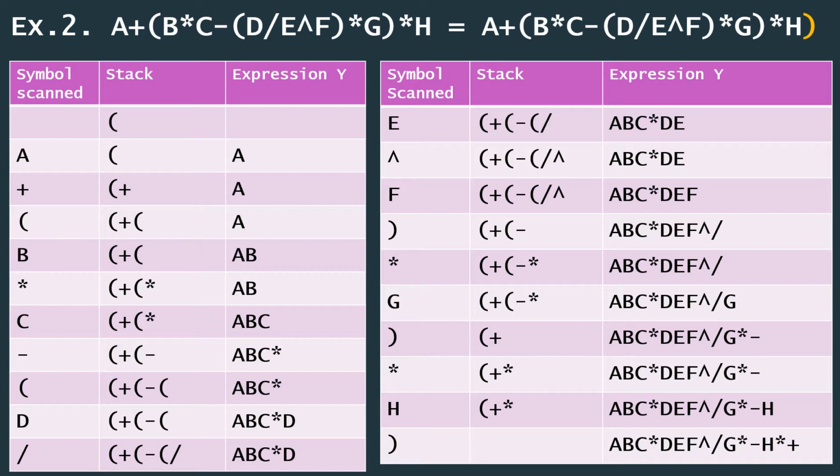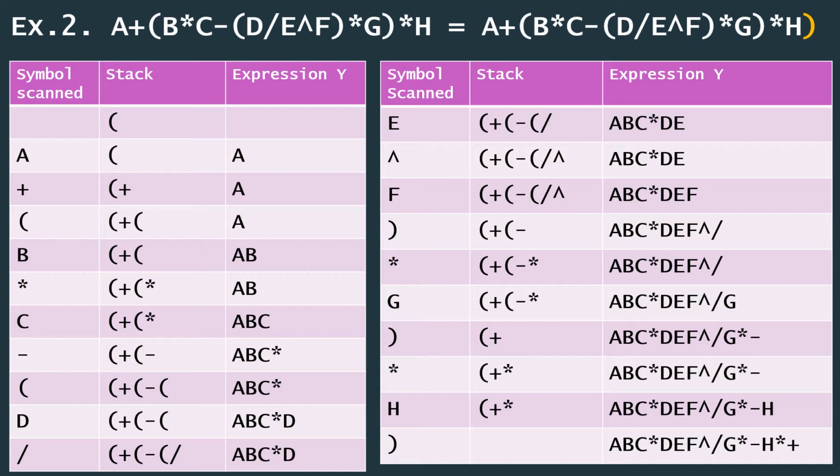Now again one more left parenthesis will be scanned, and that will go to the stack, and D is another operand that will go to the expression part. Then division is another operator which will go to the stack. Now E is one operand that will go to expression part. Then exponentiation is another operator, it will go to the stack. Here it will be placed in the stack, no problem, because in the stack the previous operator is division, and division is having lower priority than exponentiation. So exponentiation operator will be placed in the stack, pushed into the stack.